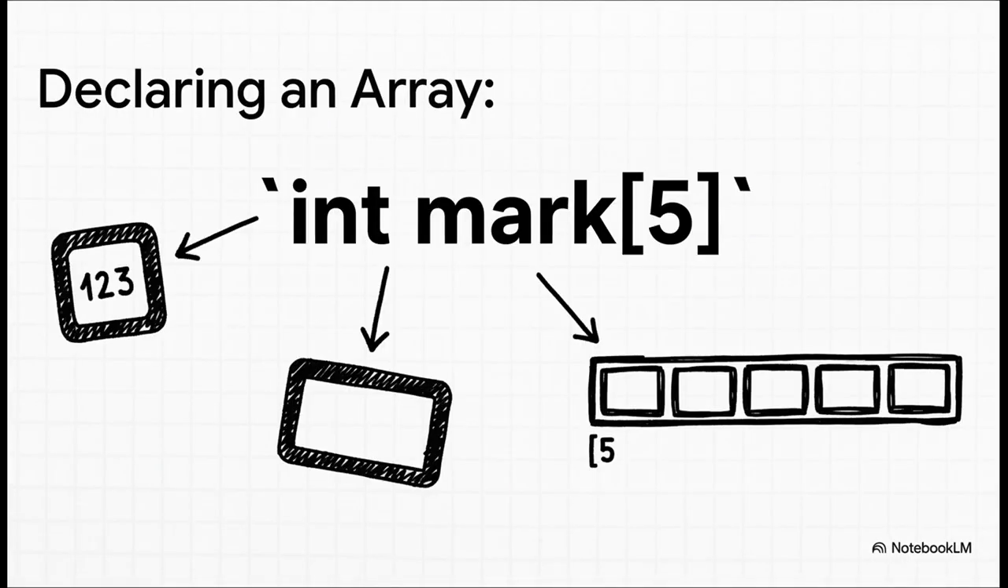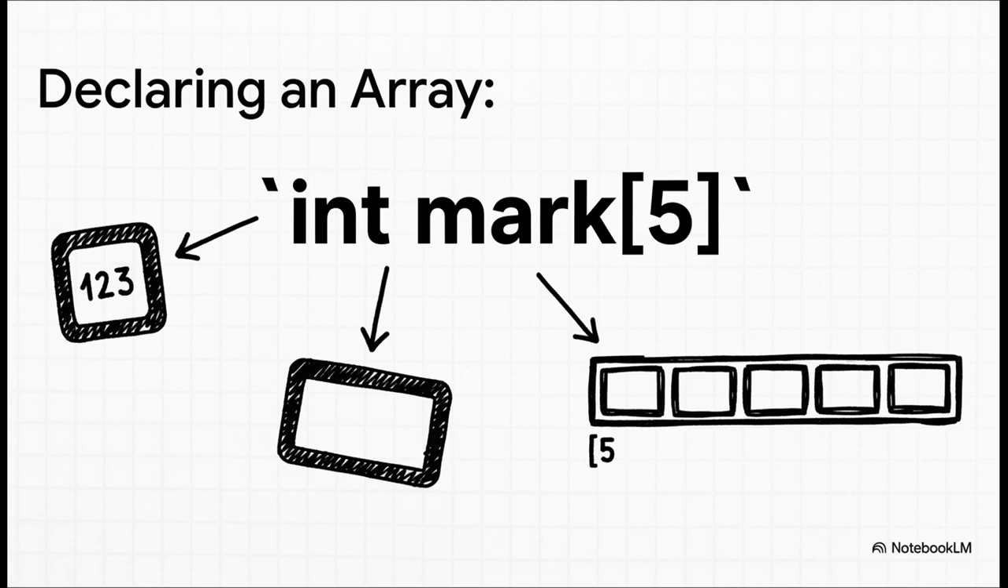So how do we make one? It's actually super simple. Look at this line, int mark[5]. Let's break it down. Int tells the computer, hey, we're going to store integers in here. Mark is the single name we're giving our container. And that square brackets, that's us telling the computer, please set aside enough space for exactly 5 integers.